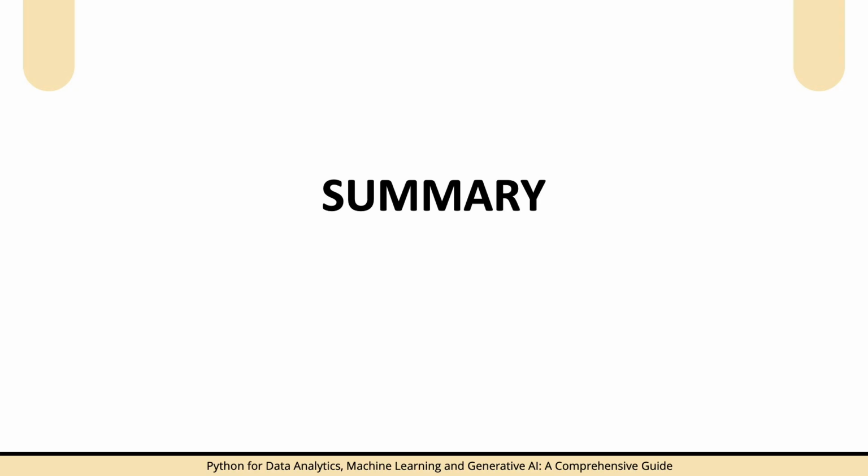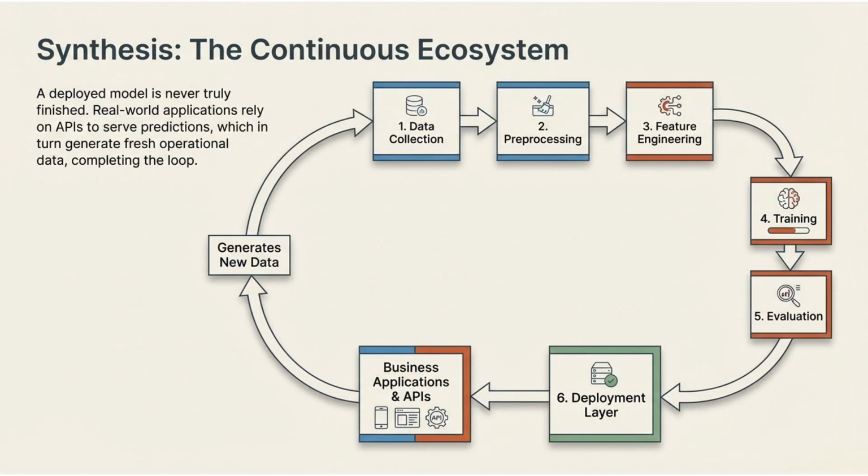In summary, a machine learning system follows a structured workflow called a machine learning pipeline. This pipeline includes data collection, pre-processing, feature engineering, training, evaluation, and deployment. Each stage plays an important role in ensuring the model works accurately and reliably. Machine learning systems are continuous systems.